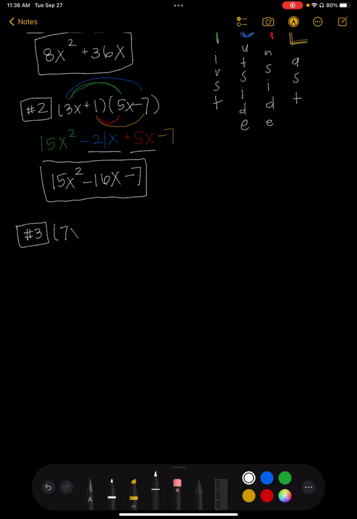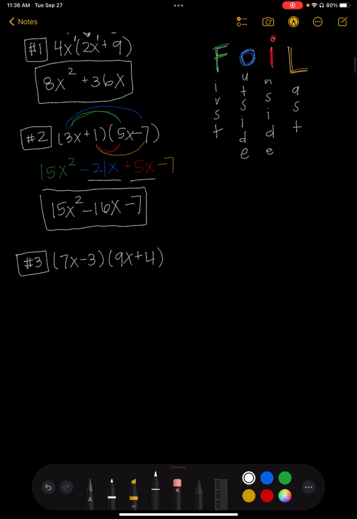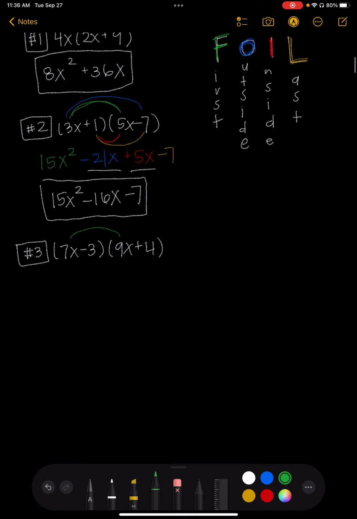And that one is 7x minus 3, 9x plus 4. All right, so once again, I'm just going to zoom up a little bit so you can see FOIL. We're going to start with our first, which is 7x and 9x. And 7 times 9 is 63. And then x times x is x squared.